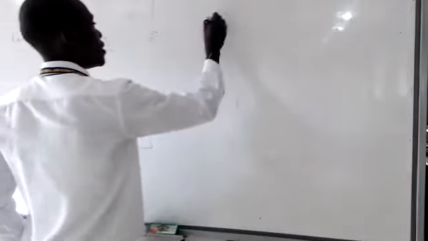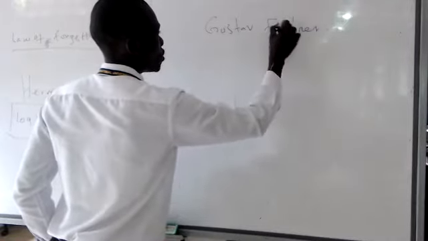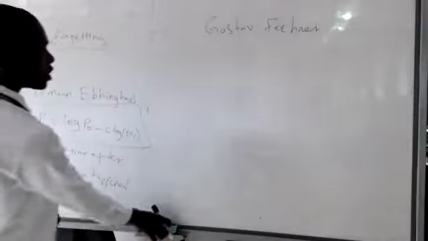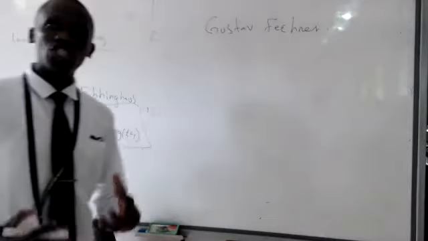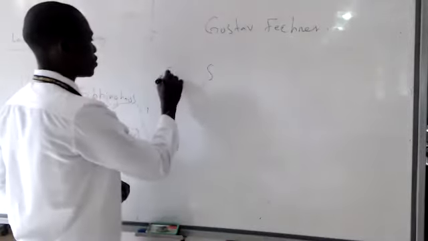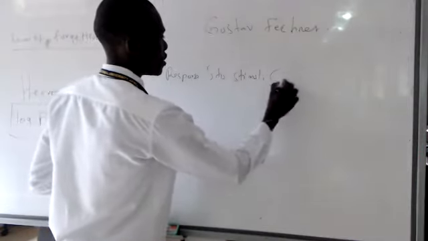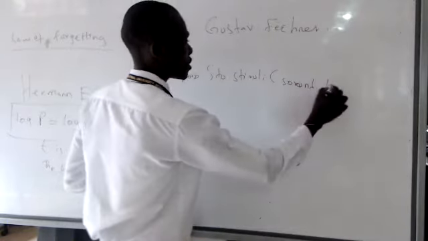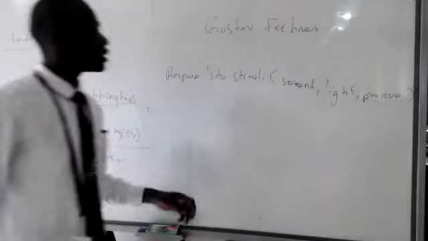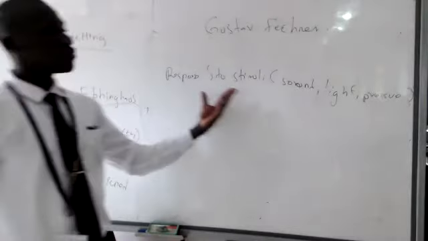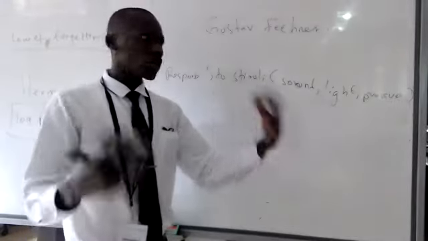The other one is by Gustav Fechner, also a psychologist and a physicist from Germany. He studied human response to stimuli, things like sound, things like light, things like pressure. How do you respond? And he came up with a logarithmic function that tells you that response to such stimuli is a logarithmic function.